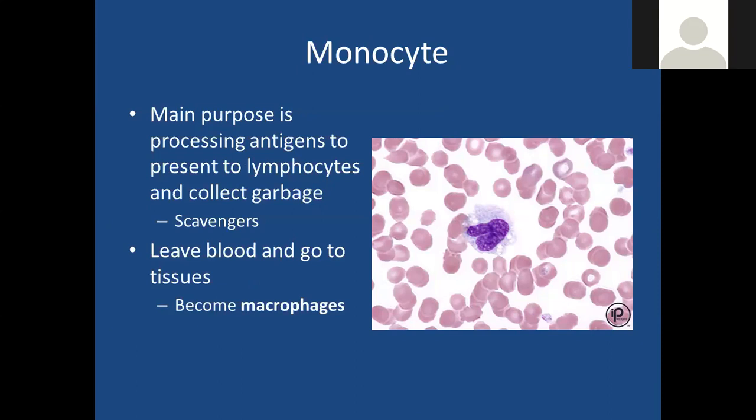They will process the antigen and present it to lymphocytes, and they are also involved in phagocytosis of any type of debris or trash. I like to say they eat it. They engulf it to get rid of it. You might describe these cells as scavengers because they will eat that trash. So when they travel to the tissues, they're going to become macrophages.